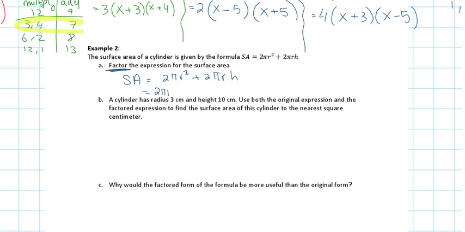Okay? So what happens when I divide this by 2 pi r and when I divide this by 2 pi r? What do I have left? So the 2 and the 2 cancel, the pi and the pi cancel. How about r squared over r? What do I have left?